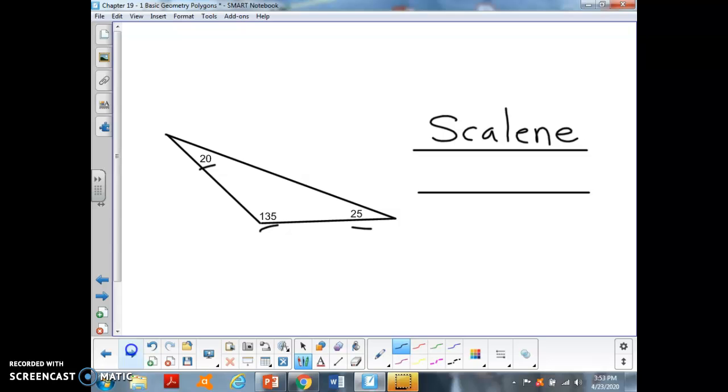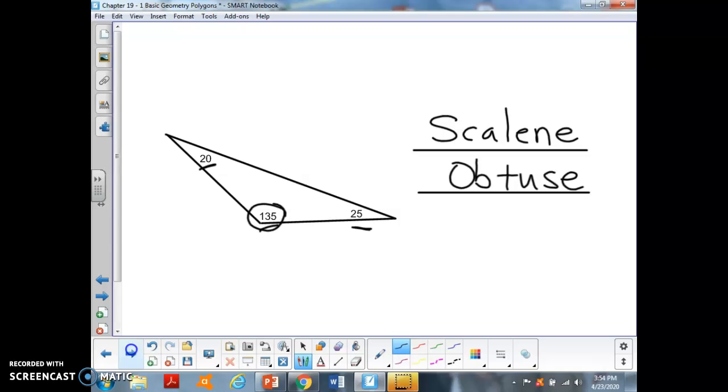Now I'm going to look at the angles on the inside. Are all the numbers less than 90? Yes. 20, yes there, but 135 is not. So it's not acute. Is one of my numbers 90 degrees? Nope. So it's not right. Is one of my numbers larger than 90? Yes, it is. When we have one angle with a measurement larger than 90, we say it is obtuse.